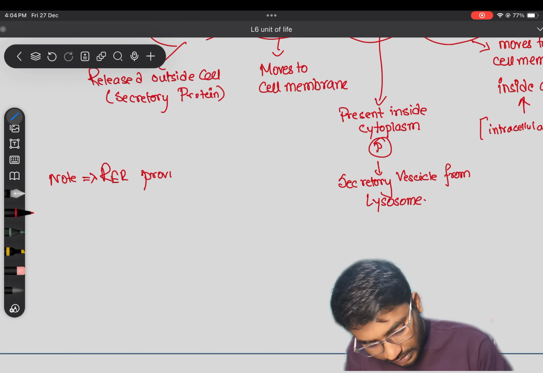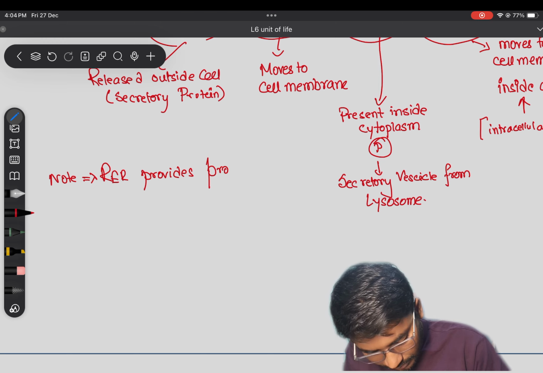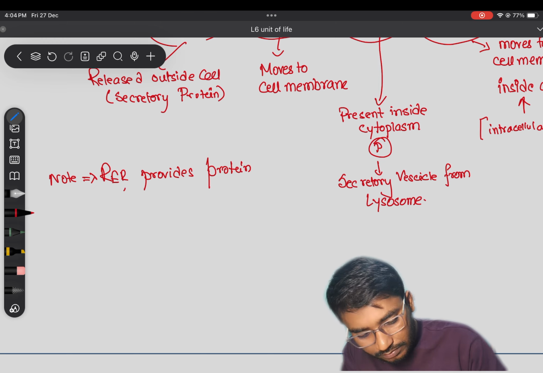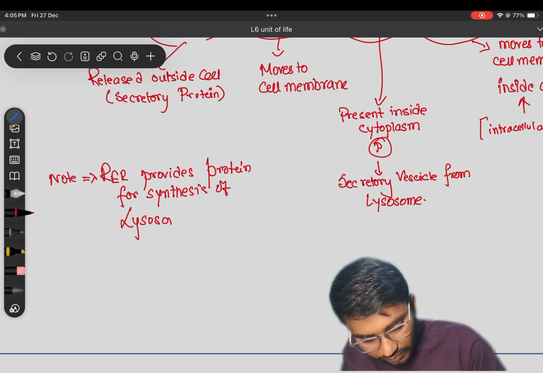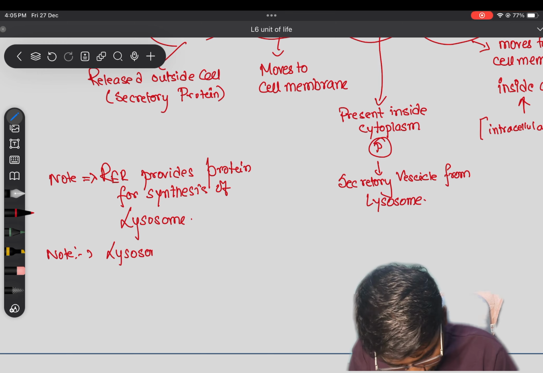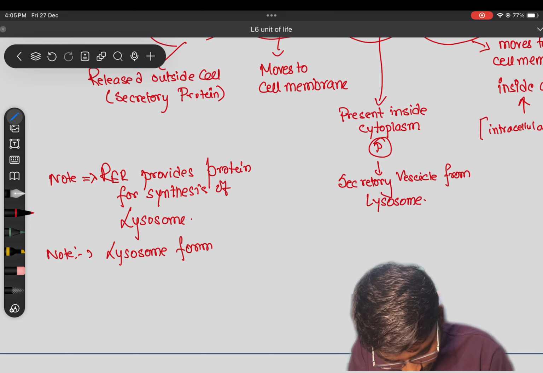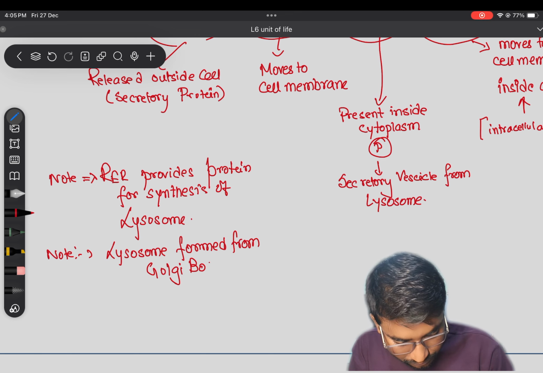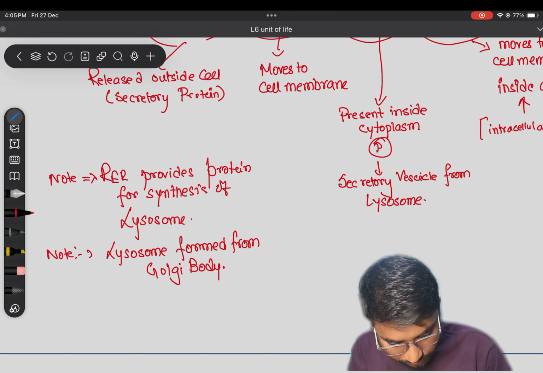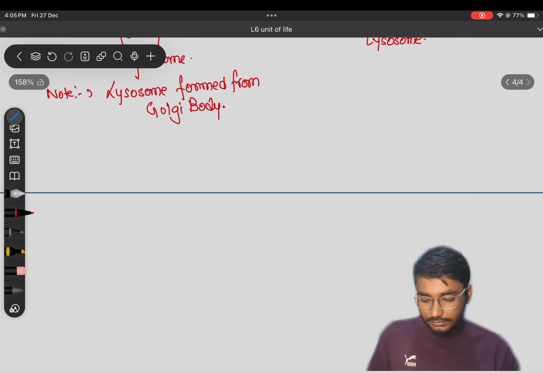Now lysosome. Here note 1. RER provides protein for synthesis of lysosome. Lysosome. Note 2. Lysosome is formed from Golgi body. Okay.